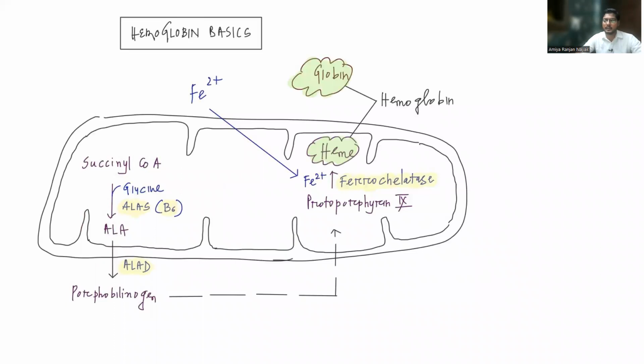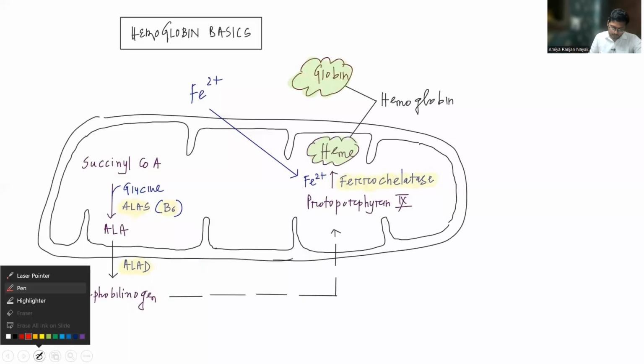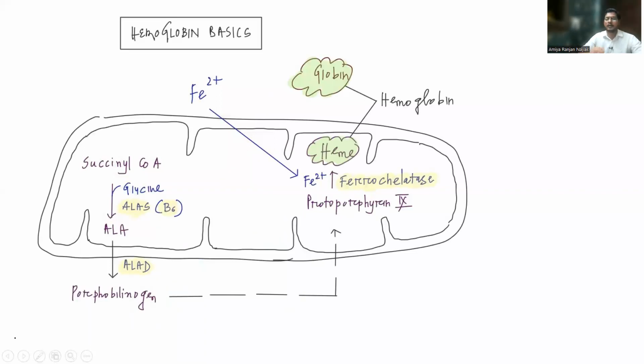Hello everyone. In this lecture, we are going to study some of the basics of hemoglobin, and I will discuss only the important points that we should definitely know before studying the hemoglobinopathies. So, hemoglobin is a combination of heme plus globin. You must be knowing that heme synthesis happens in the mitochondria, and there are some steps in the heme synthetic pathway which happens in the cytoplasm also. And the predominant site of heme synthesis is the bone marrow.